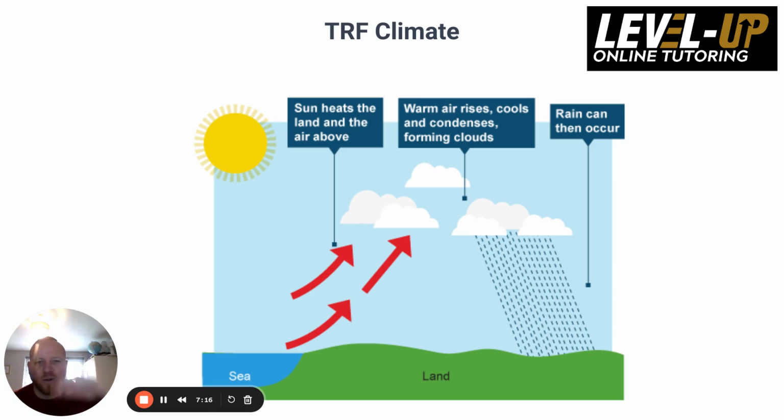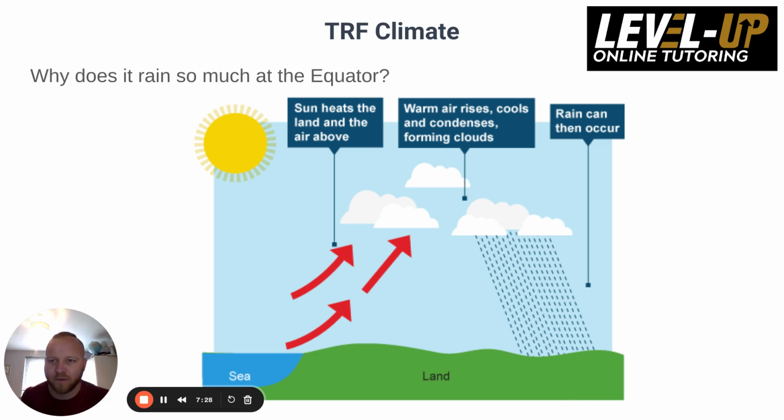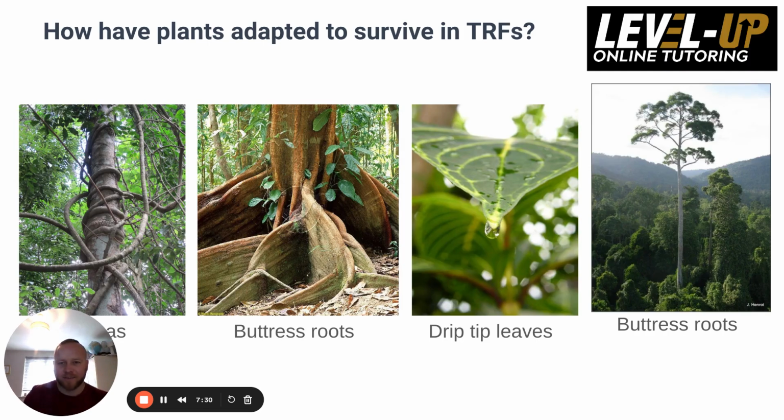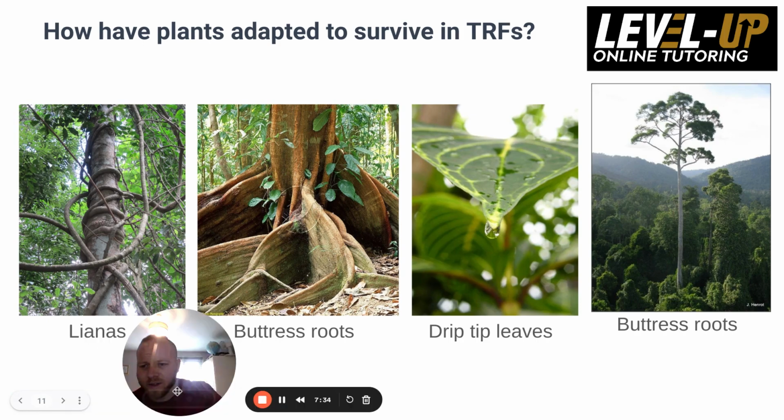It cools and condenses and forms clouds as it goes right up into the sky where it's colder, and eventually it returns to water vapor and we get raindrops. That's called convectional rain, and these make perfect conditions for plant growth, such as plants like the ones on the board here. Now, students need to understand how these plants have adapted to survive in a rainforest.